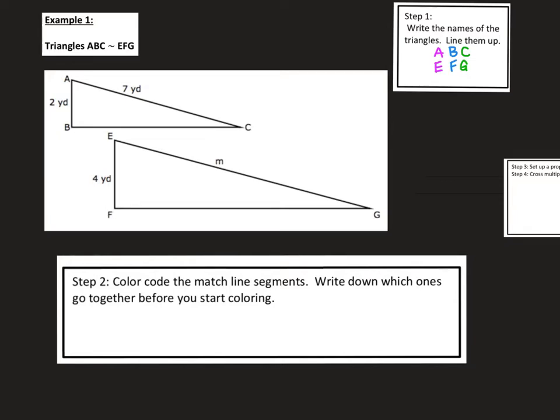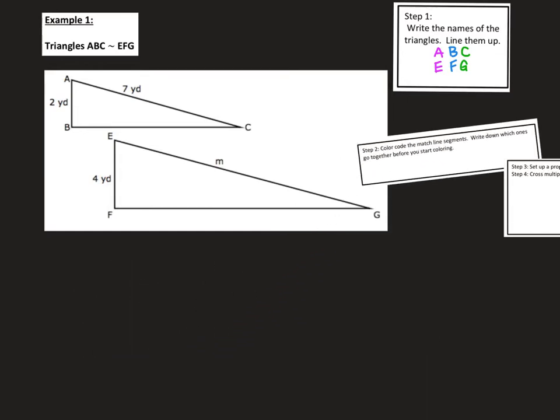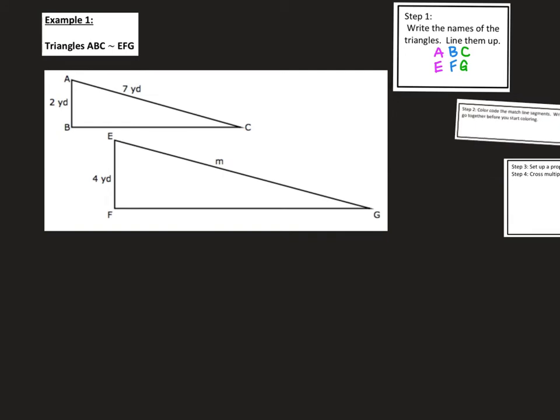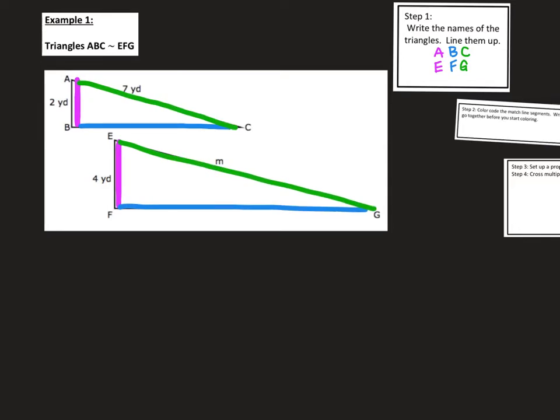Since these are going in the same direction, I'm just going to move this out of the way, and I'm going to color code them the way they're sitting. A to B is the same as E to F. B to C is the same as F to G. And the last pairing would be A to C is the same as E to G. If you're unsure of why I did those, I'm looking over here at the letters, and that's how I'm pairing them up. Now the question wants me to find out what is this missing measurement right here.